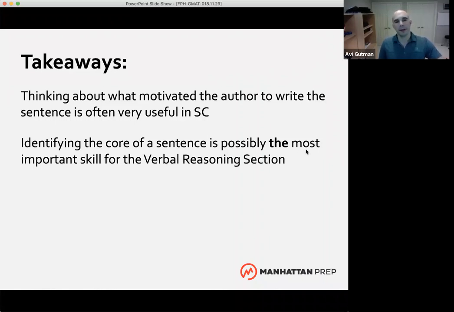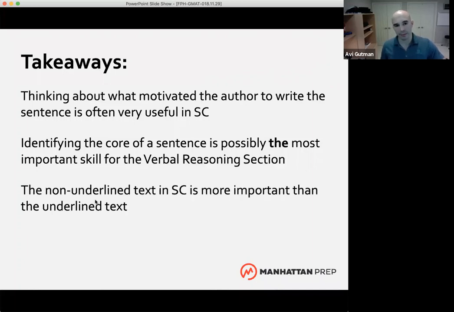So we talked about the importance of this skill. It's important not just for sentence correction. I mean, if you can't identify why a sentence was written, you won't be able to do critical reasoning or reading comprehension either. It's just a very important skill. We talked about how you might try to practice that at home, kind of doing a similar exercise to what we did today. Okay, and as we saw, the non-underlined text is often the most important thing on the computer screen.